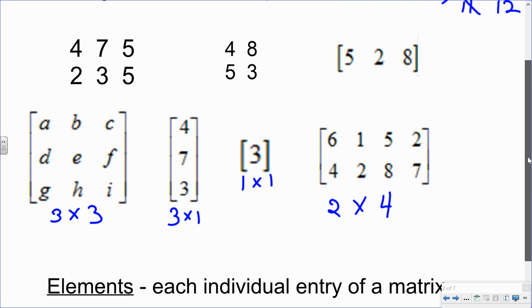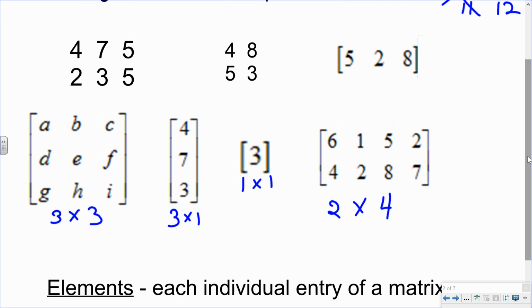Let's go ahead and label the others. How big is this first one, everybody? It has to be rows first, so 2 rows going across, 3 columns. Okay, what about this one? That one's easy, 2 by 2. And this one? 1 by 3 is how we read that. The X we read as a "by."